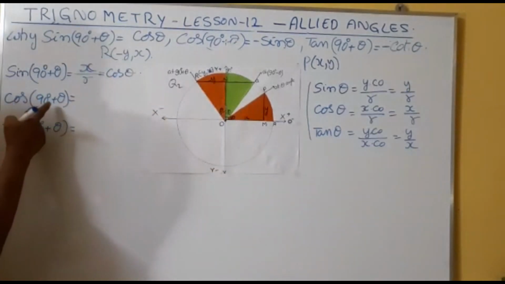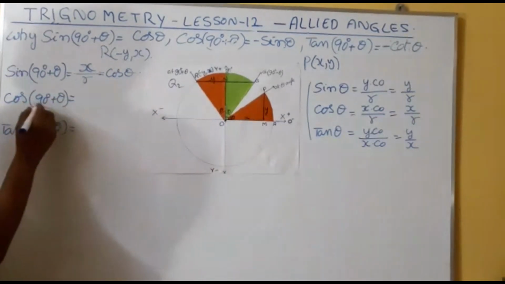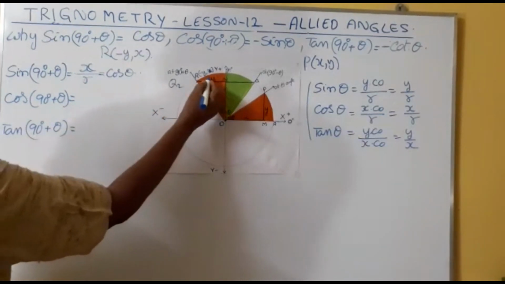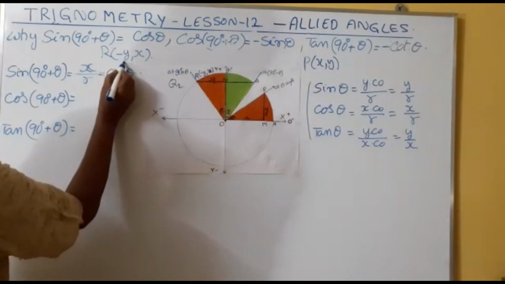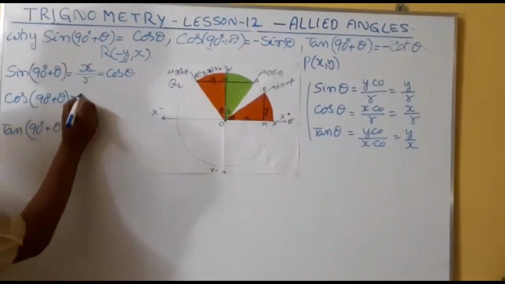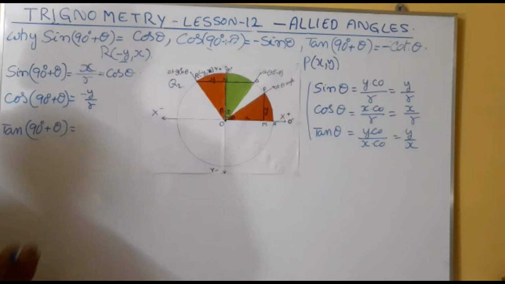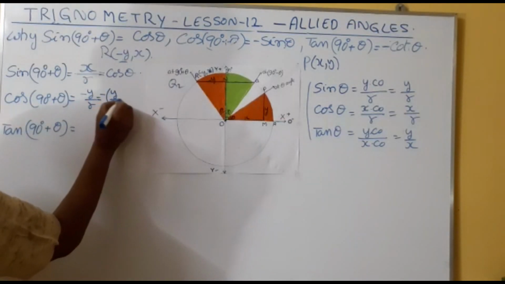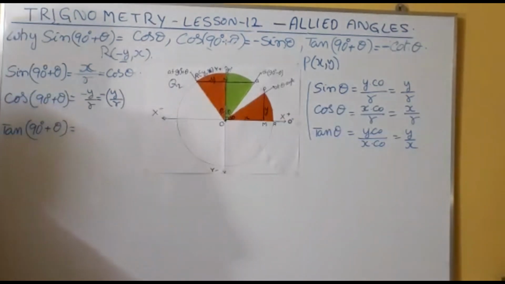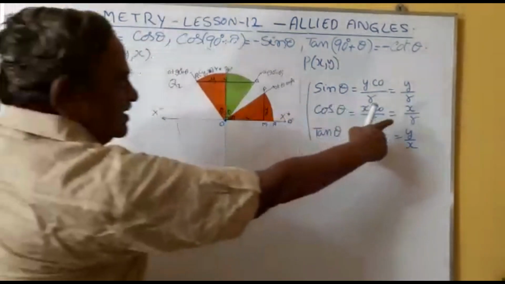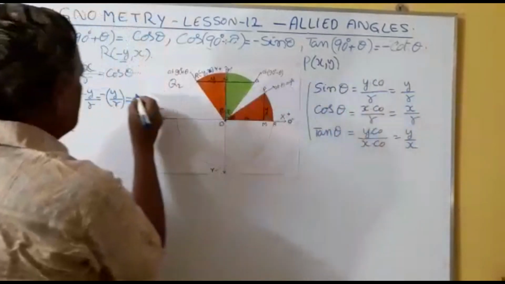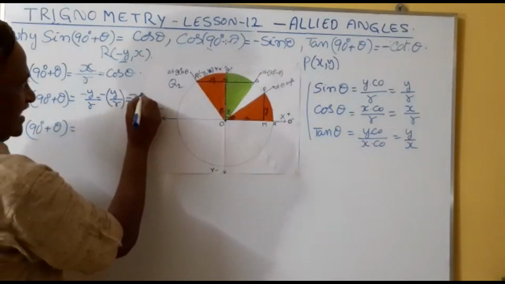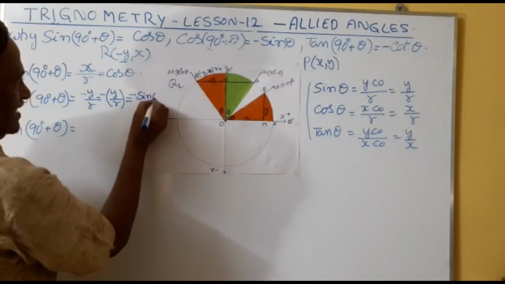Similarly, cos of 90 degrees plus theta is x coordinate by r. The x coordinate here is minus y. Therefore, minus y by r. This is equal to minus of y by r. But y by r is equal to sin theta. Therefore, this is minus sin theta.